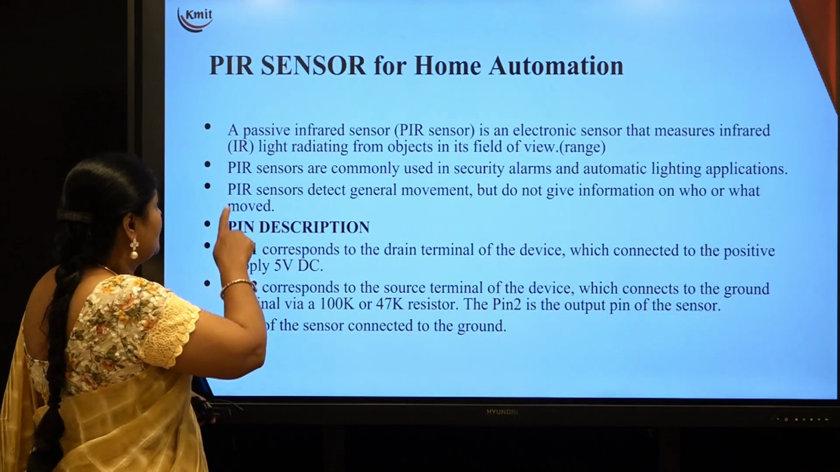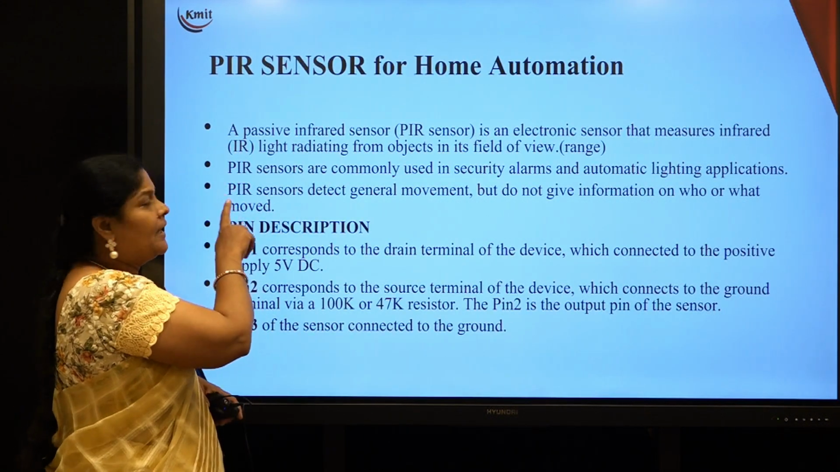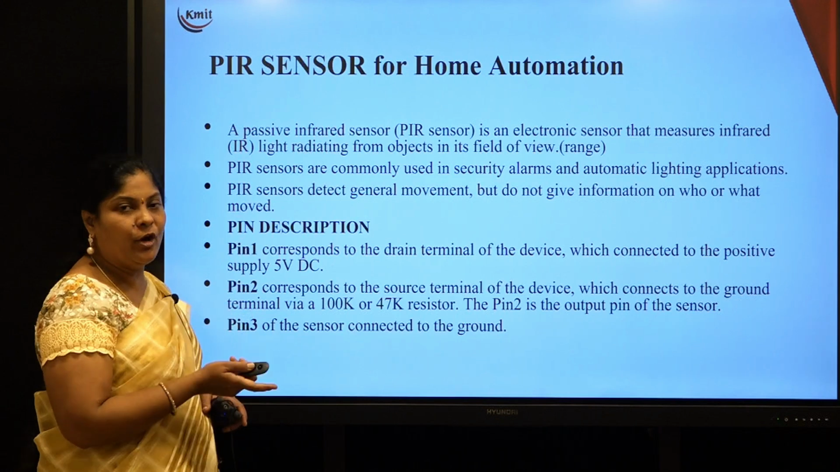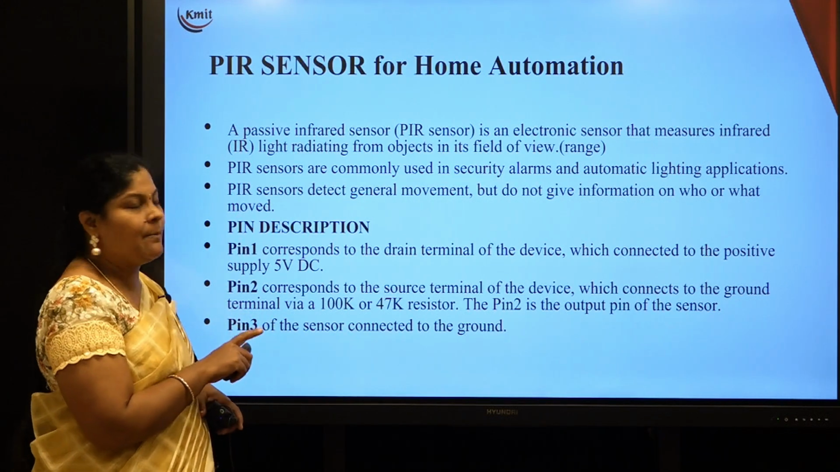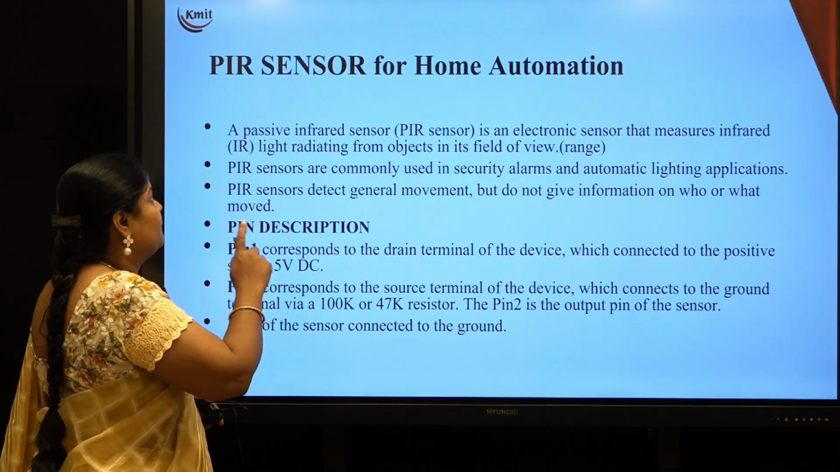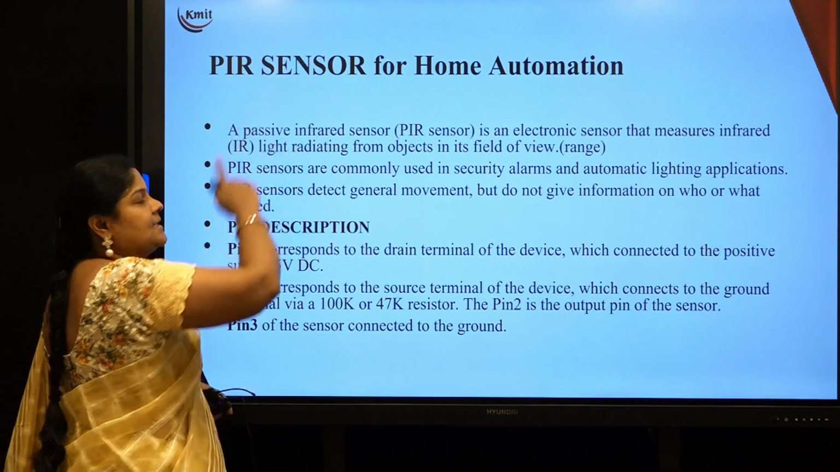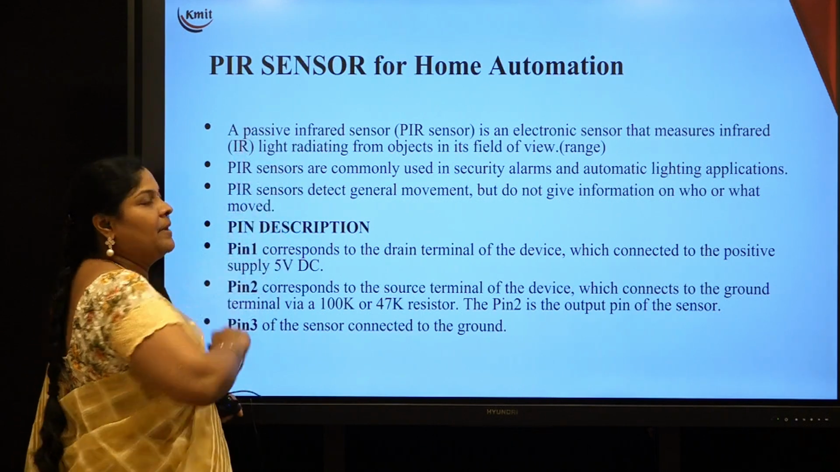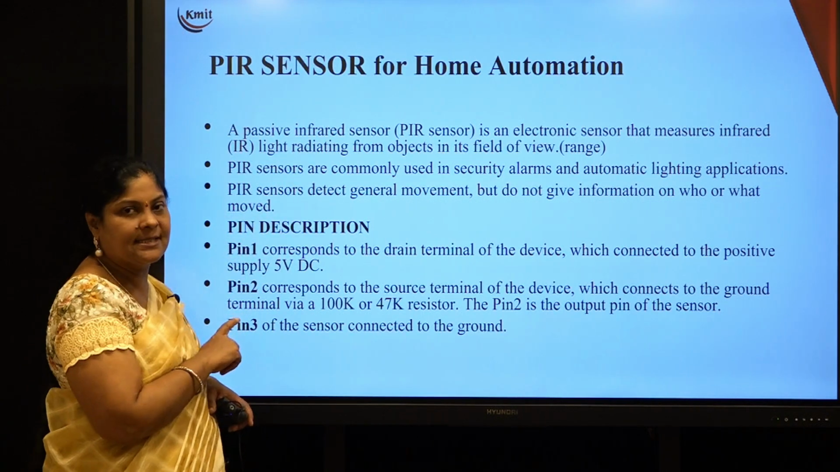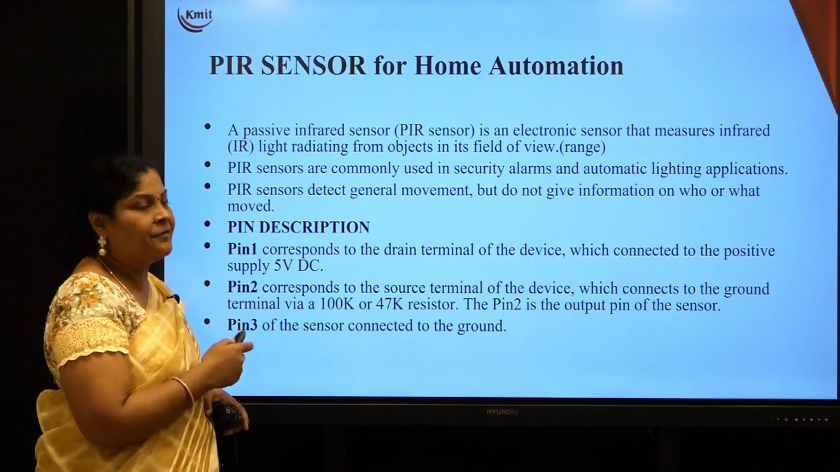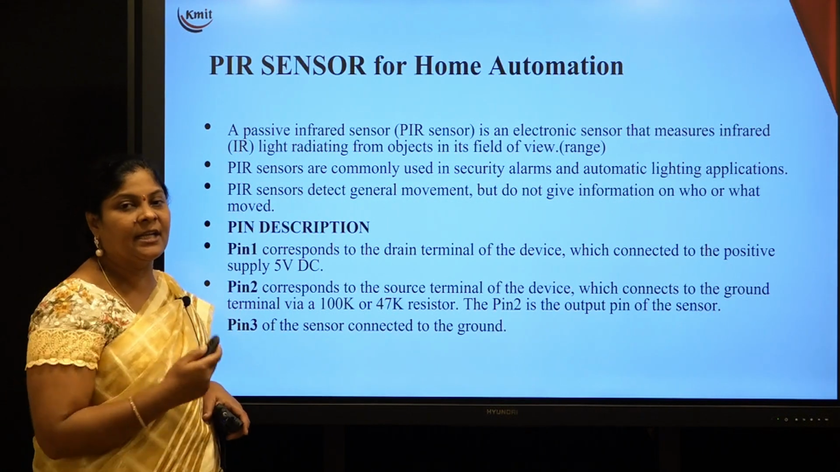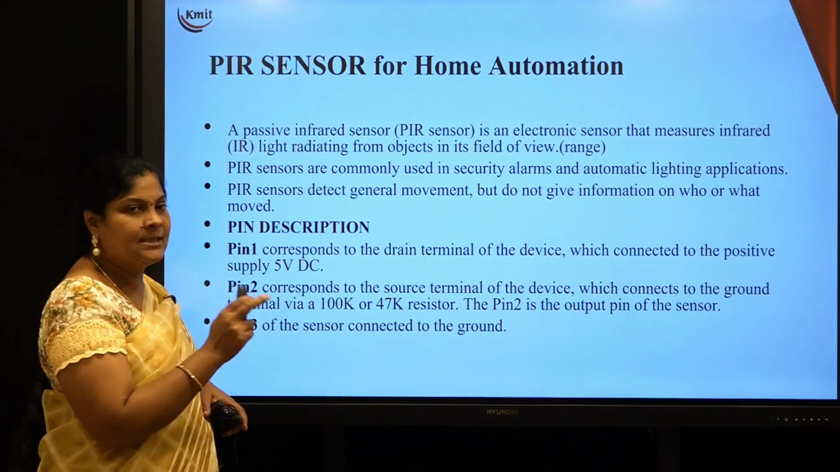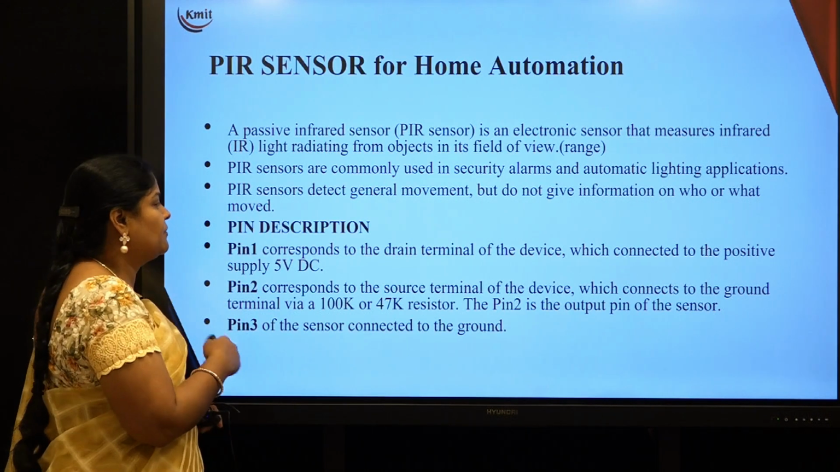Next, as I said, in home automation we are seeing particularly the application of smart lighting. For that we are using a PIR sensor. Smart lighting technology is implemented by using a PIR sensor. Why we are choosing the PIR sensor is, it is an infrared sensor which can detect an object which is moving in its detection area. So that's why we are choosing it.